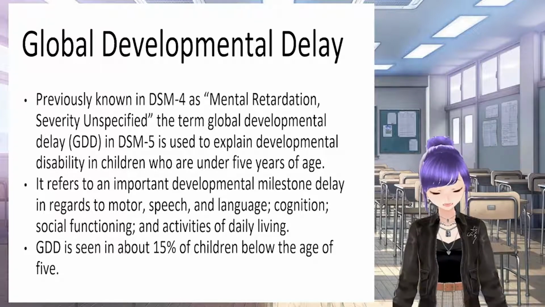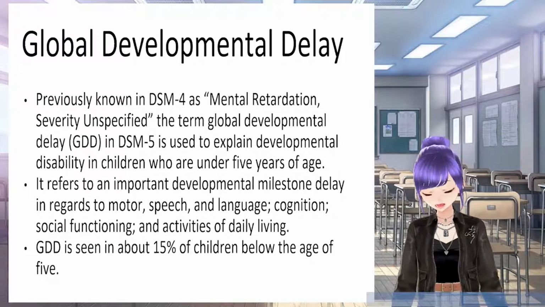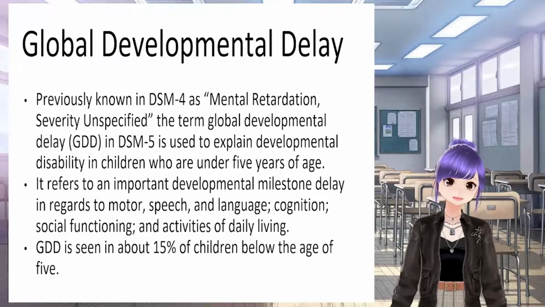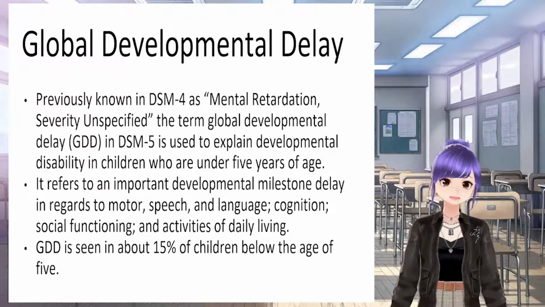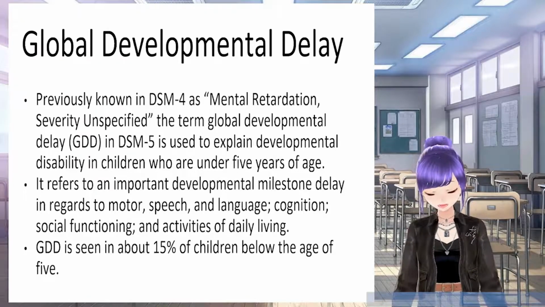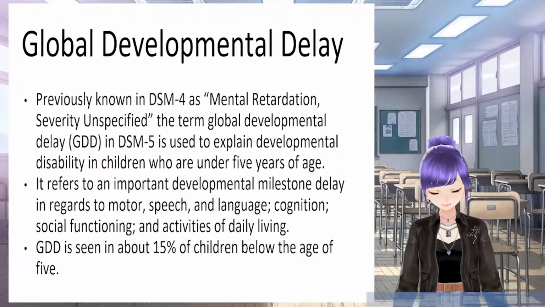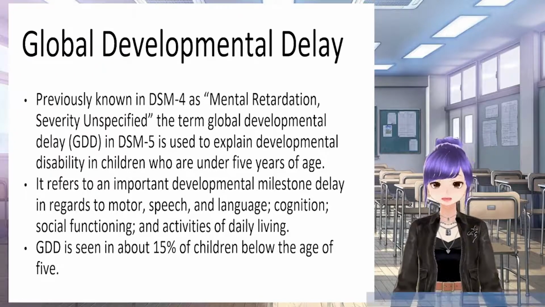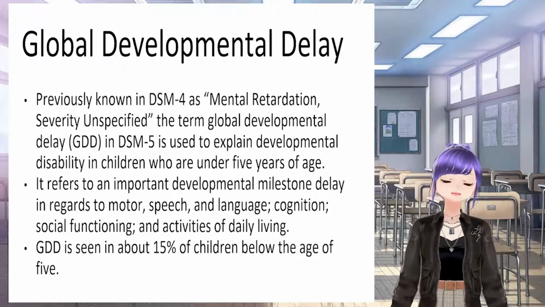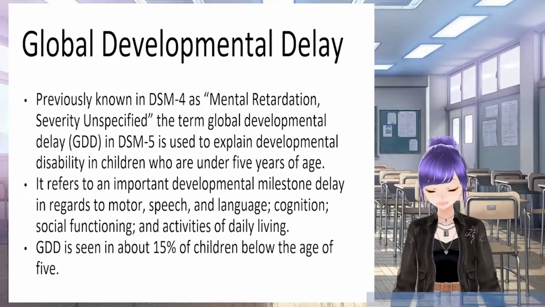So, it is previously known in the DSM-4 as mental retardation, severity unspecified. The term global developmental delay, or GDD, in DSM is used to explain developmental disability in children who are under the age of 5. It refers to an important developmental milestone delay in regards to motor, speech and language, cognition, social functioning, and activities of daily living.